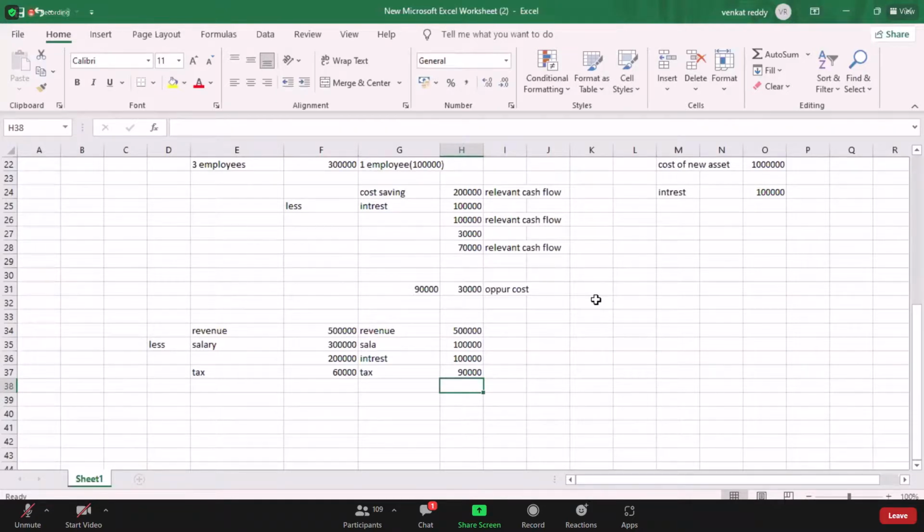When I was using my old machine, how much tax was I paying? 60,000. When I replace it with a new one, now how much tax am I paying? 90,000. Right? So because of replacement with a new machine, my tax has increased by 30,000. This increase of 30,000 can be considered as opportunity cost. I hope now you understood this. Any other queries?